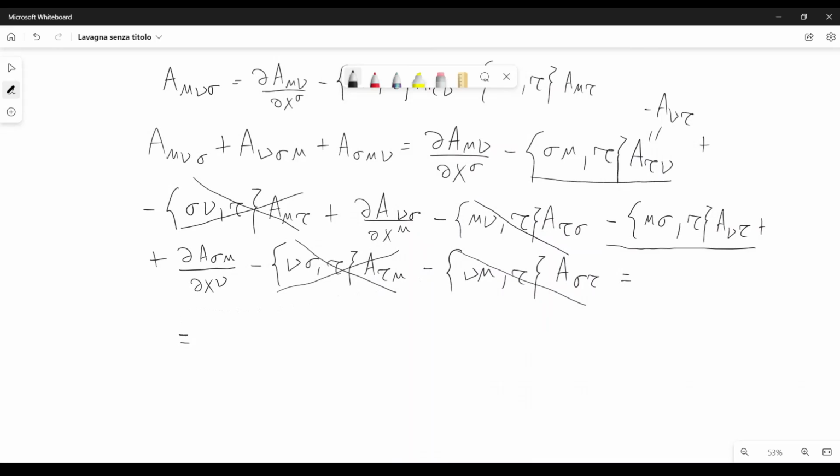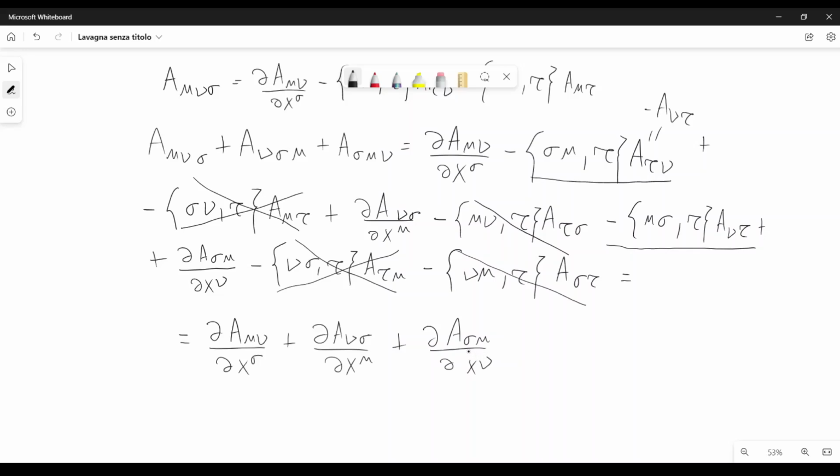So you will simply get that this is equal to the derivative of A_{μν} with respect to x^σ plus the derivative of A_{νσ} with respect to x^μ plus the derivative of A_{σμ} with respect to x^ν.